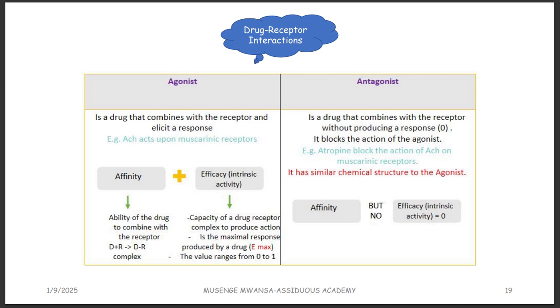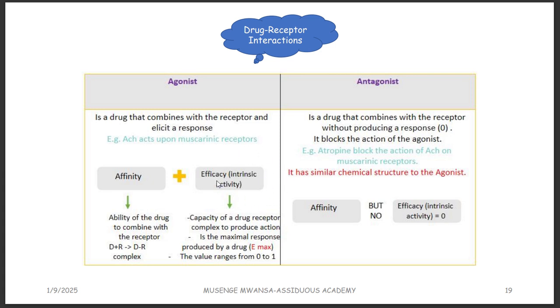So we have got two terms we need to understand when we are talking about the interaction between the drug and the receptor. We have got affinity and intrinsic activity. Affinity is the ability of the drug to combine with the receptor. So as long as a drug binds with a receptor, it has got affinity.